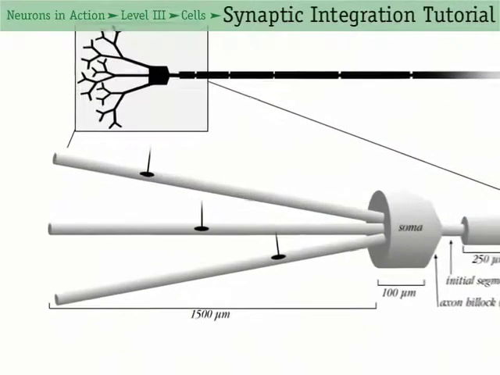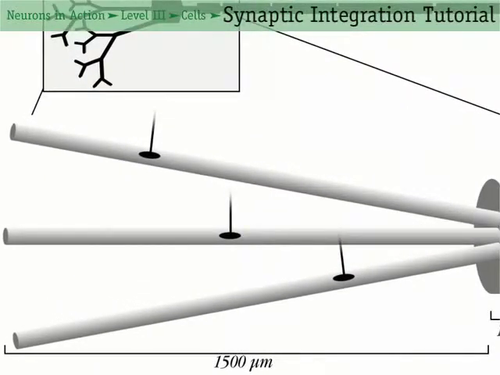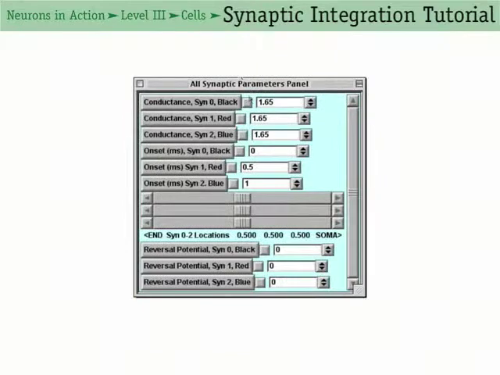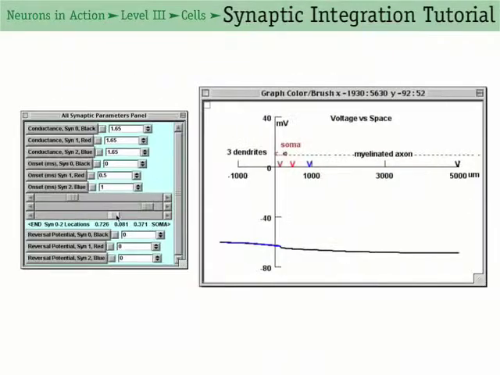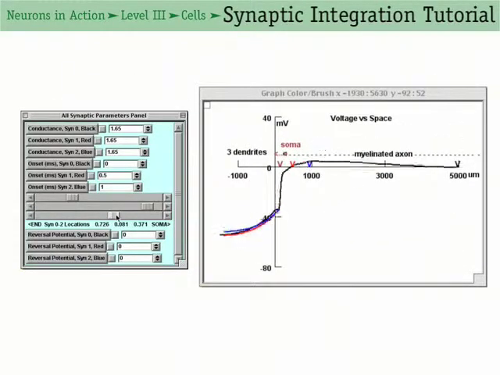At the most complex level, you can simulate a motor neuron with 3 synaptic inputs to its dendrites. You control each input, its conductance, its timing, the location of each synapse on the dendrite, and whether the synapse is excitatory or inhibitory. You then observe where the action potential initiates and how the voltage spreads within the cell.